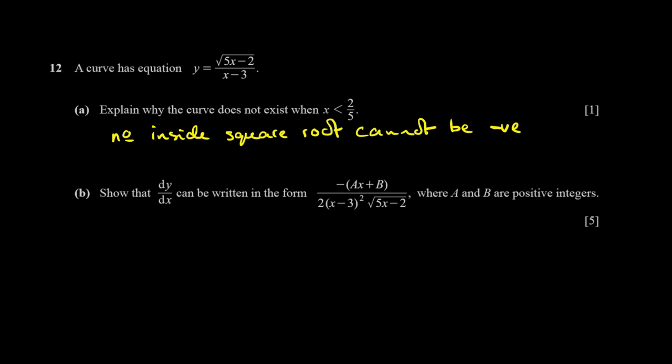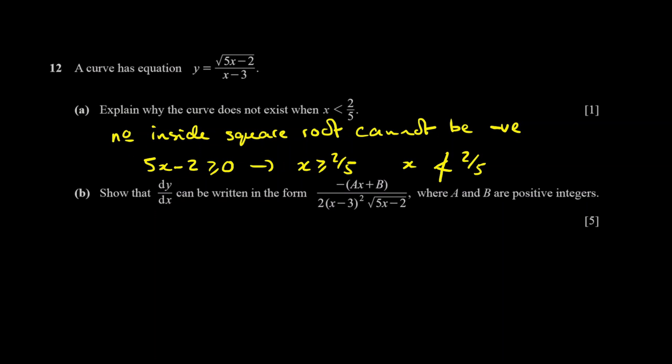So therefore, we could say something like 5x minus 2 must be greater than or equal to 0, which is the same thing as saying that x needs to be greater than or equal to 2/5, which is the same thing as saying x cannot be less than 2/5. So something like that, some kind of reason. But essentially the idea, and I think what it says on the mark scheme, is that the number inside the square root cannot be negative.